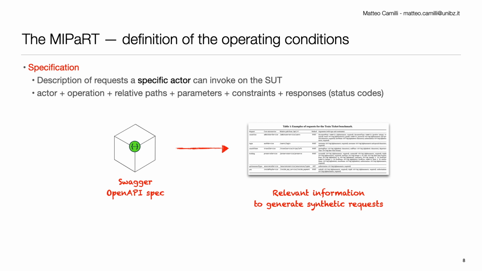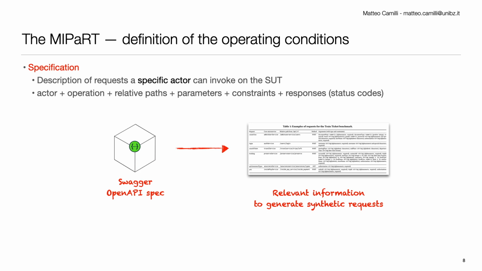So the first stage of the MIPaRT methodology is the definition of the operating conditions. To define them, we need the specification, first of all. In our case, the specification describes requests that actors can invoke on a target system, the system under test. The specification includes the actor or the actors who can invoke that request, the relative path, the parameters, as well as the constraints, and the possible responses in terms of HTTP status codes. This is essentially everything we need to generate synthetic requests and check their validity according to the answers.